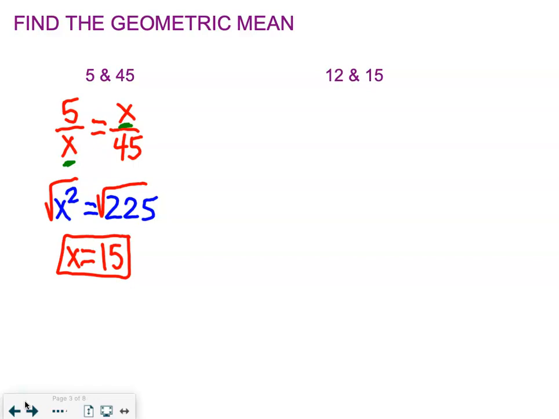Now 12 and 15, so again, 12 over x equals x over 15. Again, it doesn't really matter if you have the 12 or the 15 first, as long as your x's are in your mean spot, you should be good to go. So I'm going to have x squared equals 12 times 15, which is 180. Now in your calculator, if you were to take the square root of 180, you'd get a decimal. And in this chapter, they want us to keep it in simplest radical form.